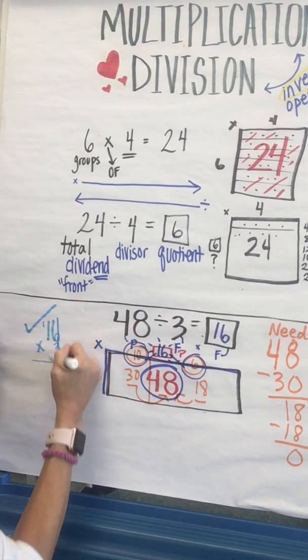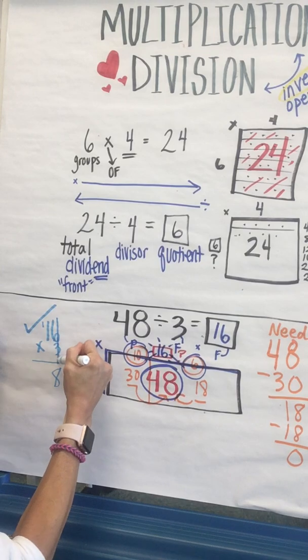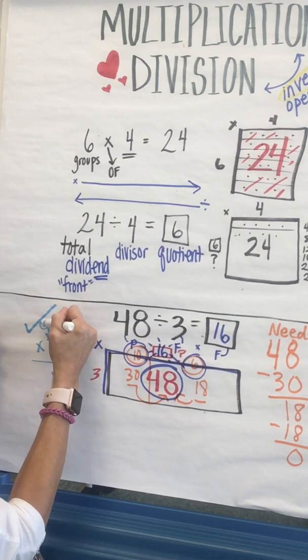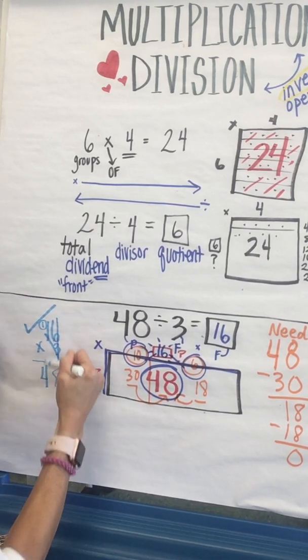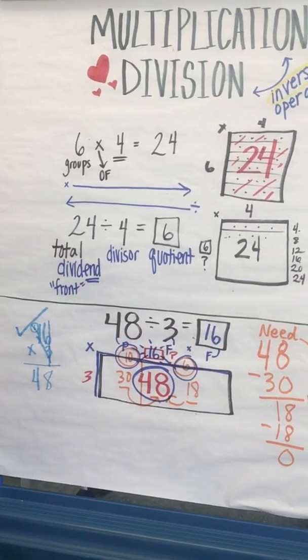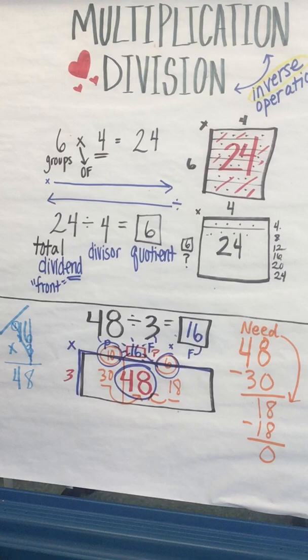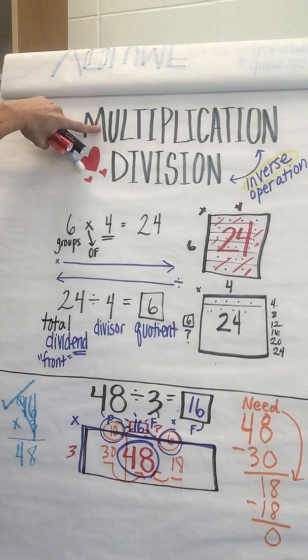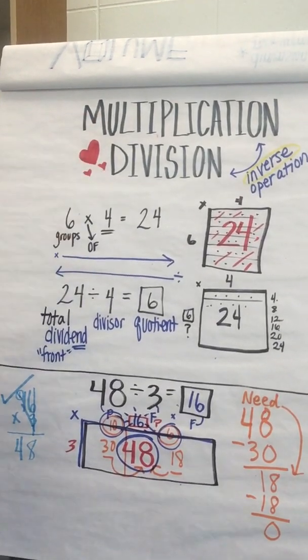6 times 3 is 18. 3 times 1 is 3, plus 1 is 4. Ha! It worked. So 48 divided by 3 is 16. Okay, so we're going to be taking some notes in our notebooks and doing a little bit more practice with this. Hopefully we can start to use what we know about multiplication to make better sense of division.